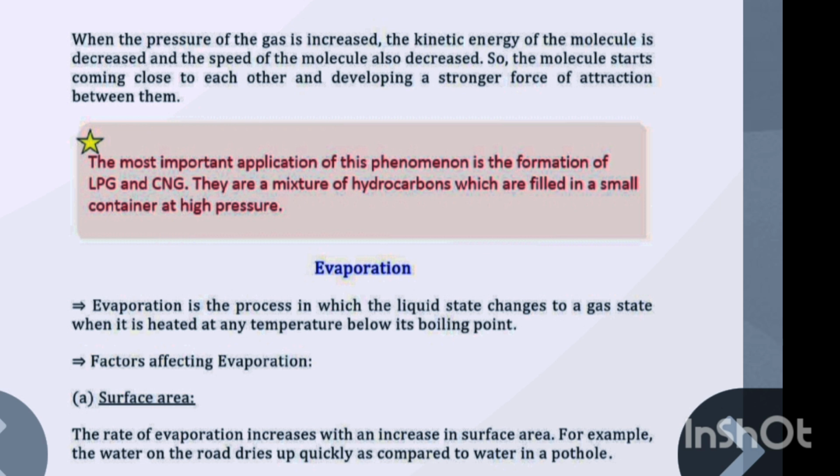The next very important topic is evaporation. Evaporation is the process in which a liquid changes to a gaseous state at any temperature below its boiling point. For example, we have the factors affecting it. Evaporation is when the liquid evaporates and changes into a gas. Like when we dry clothes.